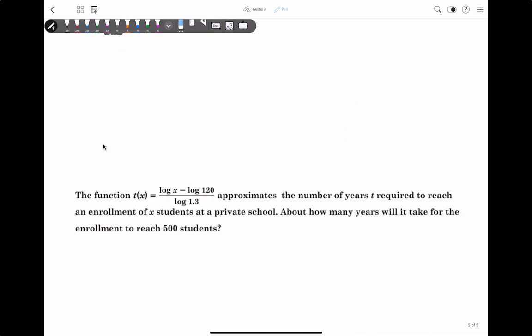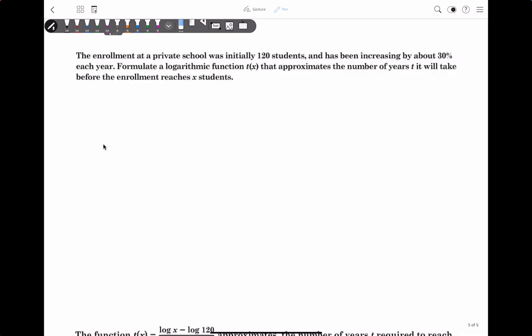All right, last page of notes. The enrollment in a private school was initially, so already I'm thinking my principal is 120, and has been increasing, so I'm thinking adding by 30%. So I'm already thinking this for my 1 plus or minus my rate each year. Formulate a logarithmic function, t of x, that approximates the number of years t it will take before the enrollment reaches x. Okay? So here we go.